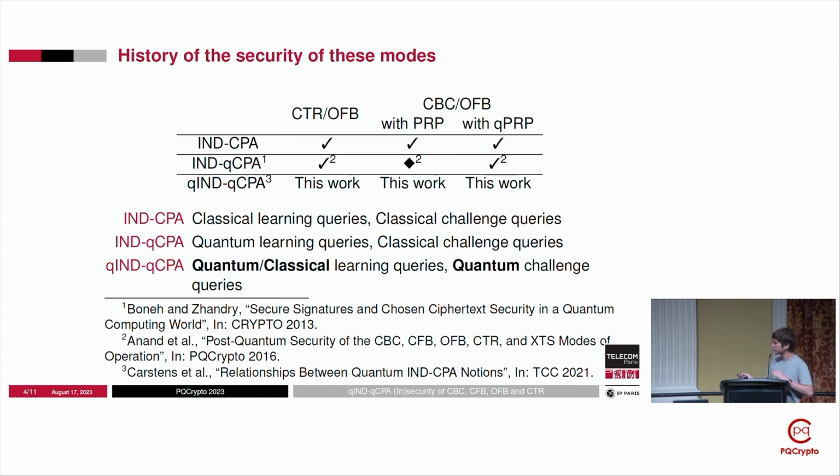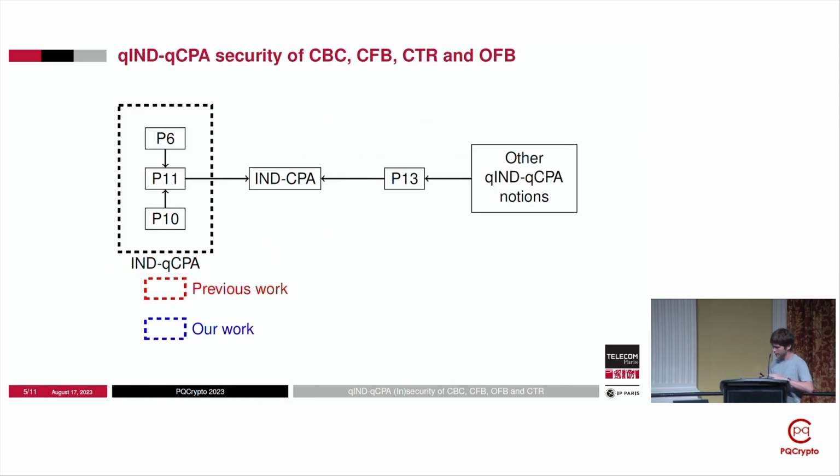So let's take a step back and look at how these new notions relate to each other. In this diagram, an arrow represents an implication between two security notions. The qIND-qCPA security notion in the middle is the weakest of all, because the adversary is limited to classical queries, both learning and challenge.